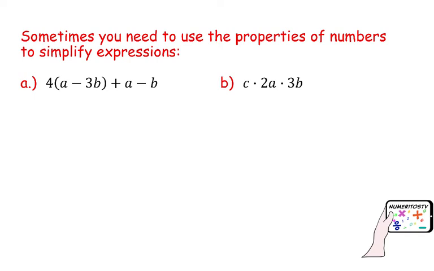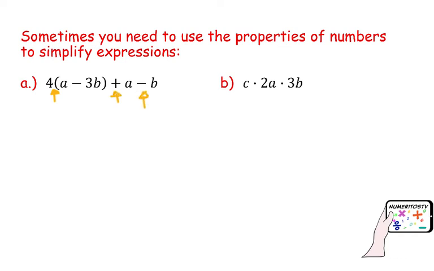Sometimes you need to use the properties of number to simplify expressions. So let's try to do example A. Here we have 4 times, open parentheses, a minus 3b, close parentheses, plus a minus b. Here we have a multiplication. This 4 is multiplying all these parentheses, and then I have addition and subtraction.